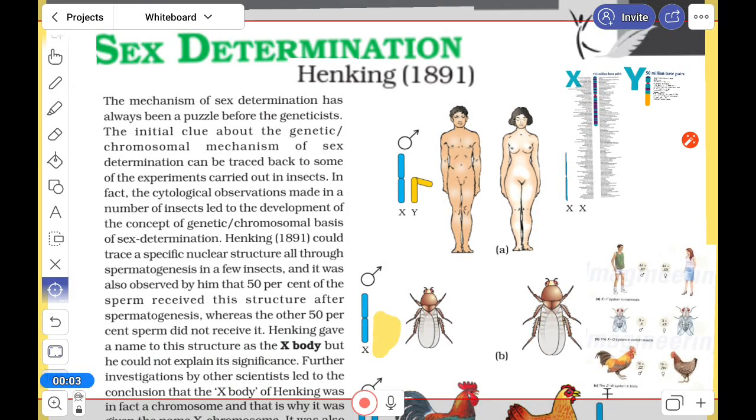Welcome to Bio class. Today's topic is sex determination and another topic.